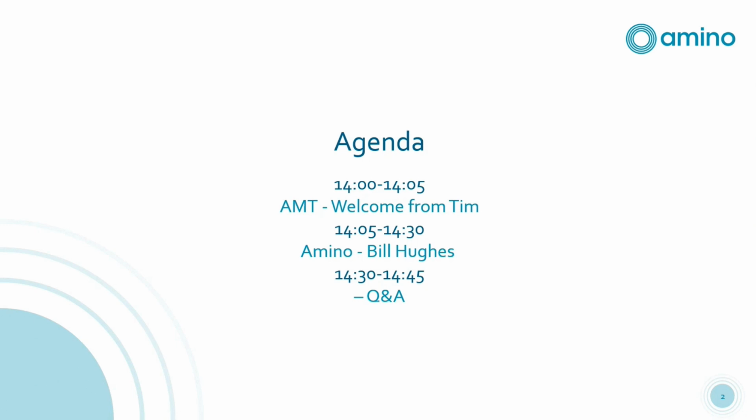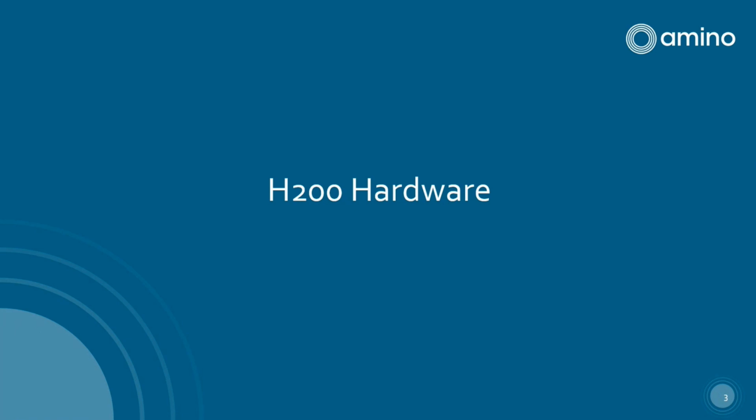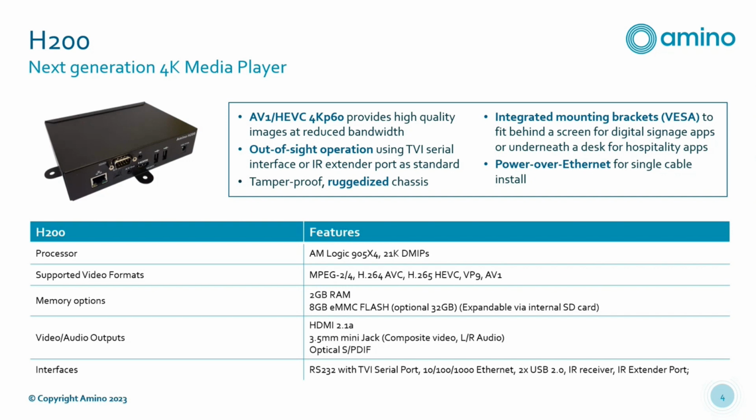So what I wanted to do first was, for those of you who may be new, or who may be looking from some of our older hardware at what's new and what's coming up, give you an overview of what the H200 is, because everything we're going to talk about today revolves around the H200, and everything that we've developed is around the hardware. So, a quick overview. The H200 is our next generation 4K media player. It is our enterprise and digital signage focused device.